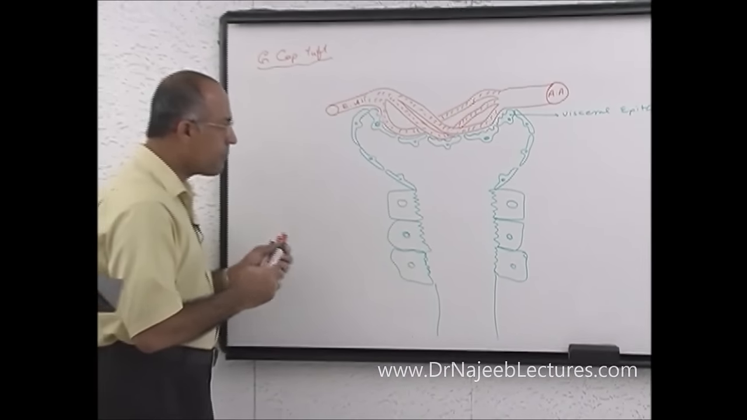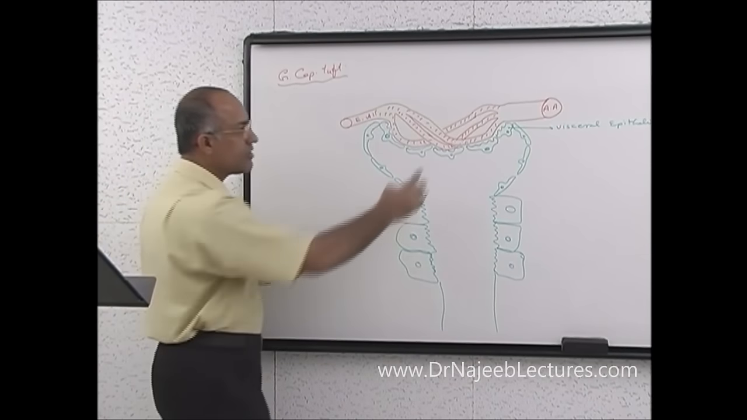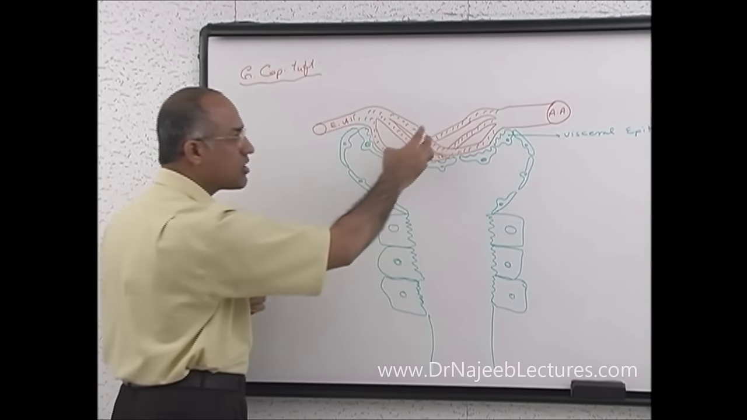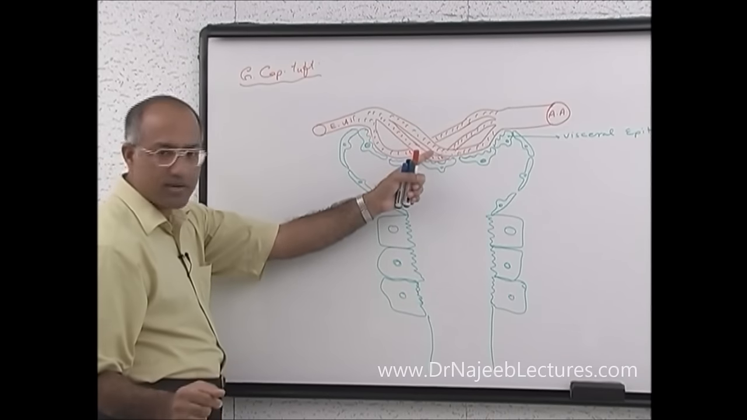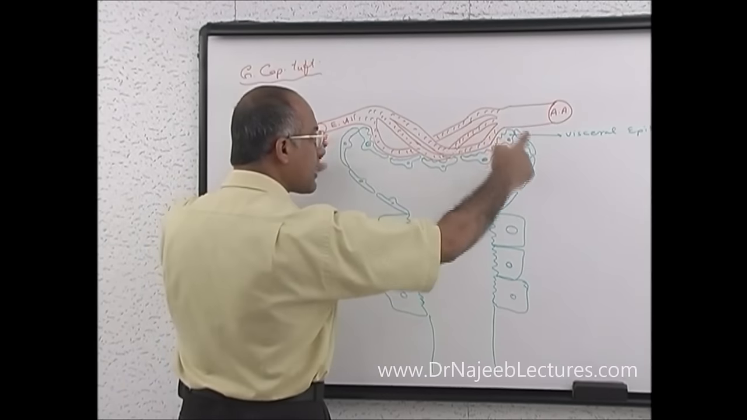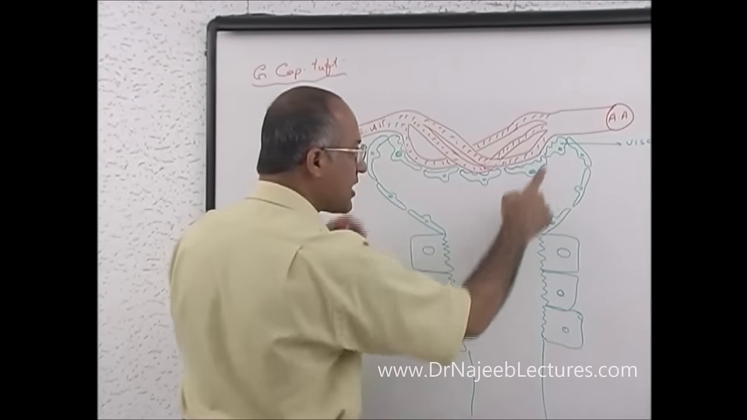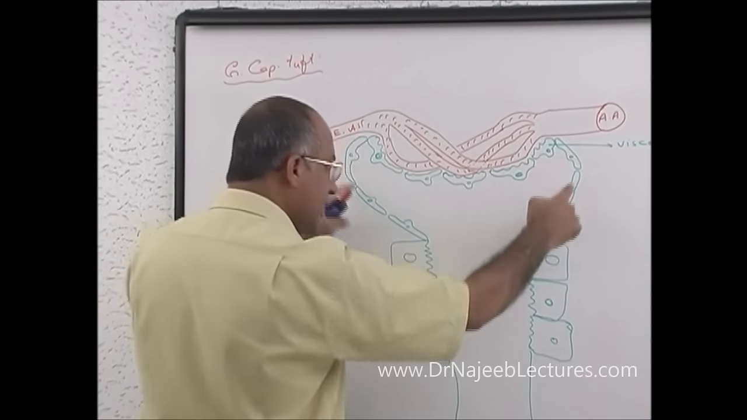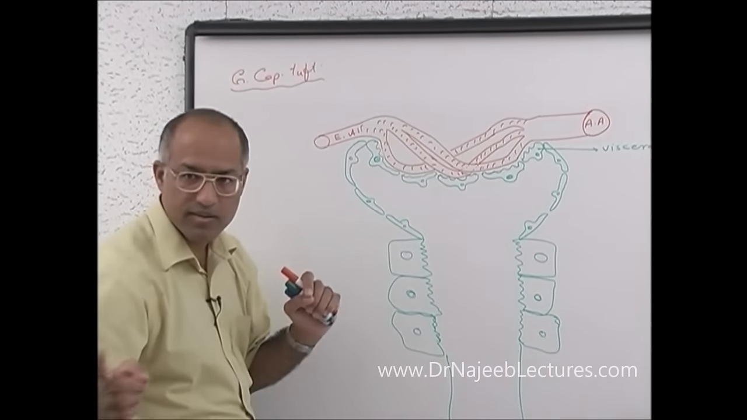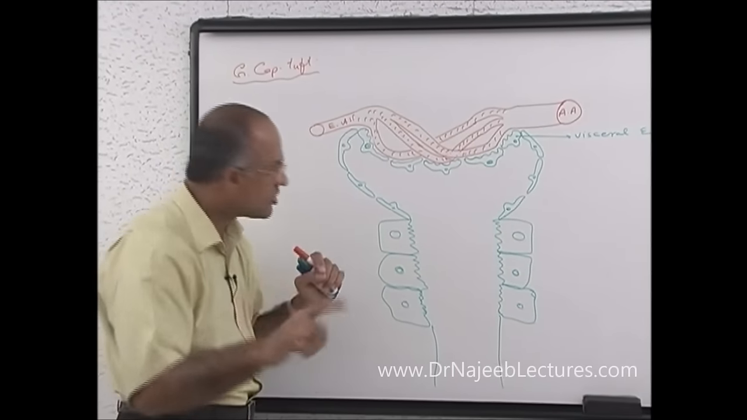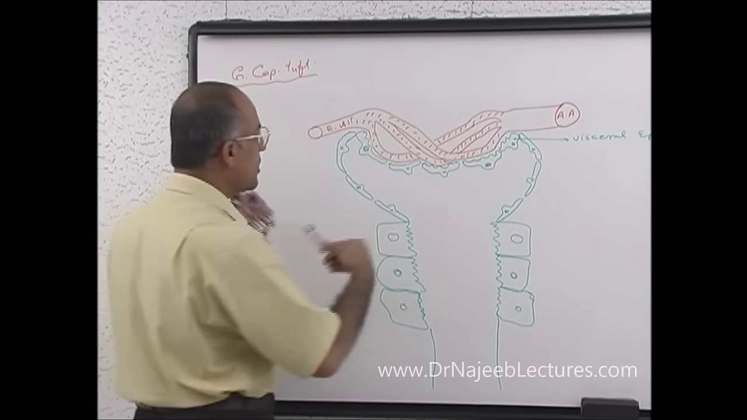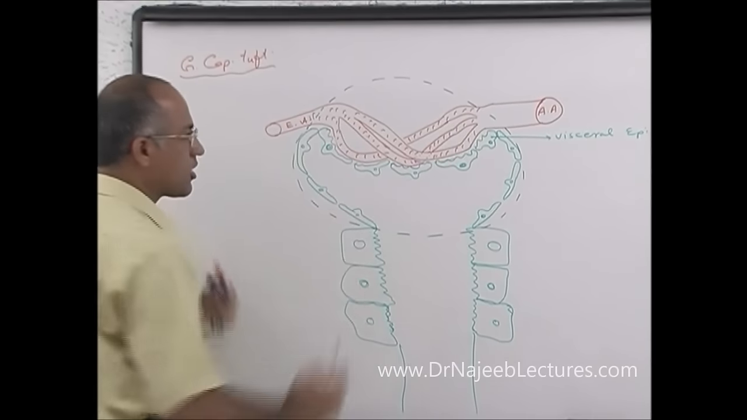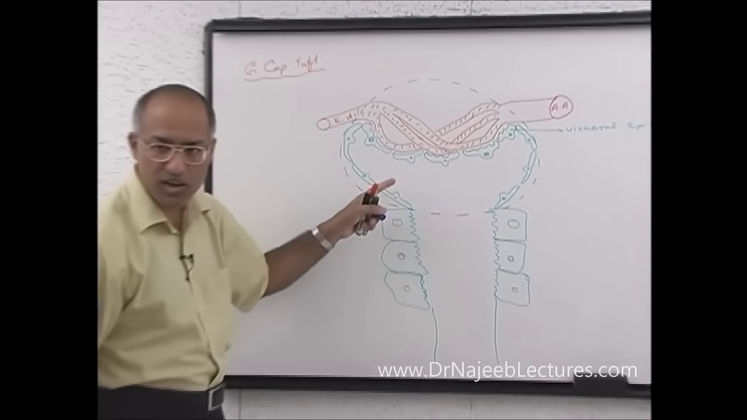Now what you really see is that this is a loop of capillaries and anastomosing capillary channels, and these are called the glomerular capillary tuft. This group of capillaries is invested by a double layer of epithelium. One layer is this, the visceral epithelial cells, and the other layer is this, not visceral, this is called the parietal epithelial cells. And this whole structure is called the glomerulus.